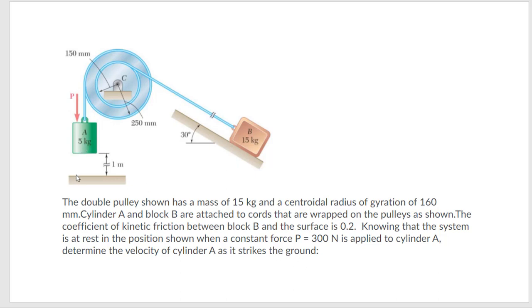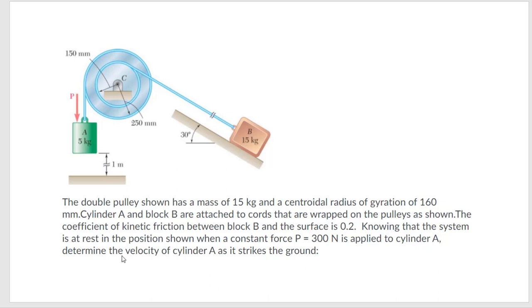So A is going to fall, B is getting pulled up the ramp, and because of these different radiuses, we can relate how fast B is going to how fast A is going, how much C has rotated. So there's going to be some kinematics in this, and this is at its core an energy balance problem.